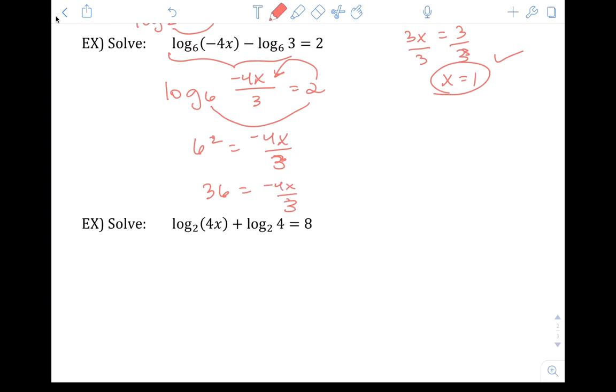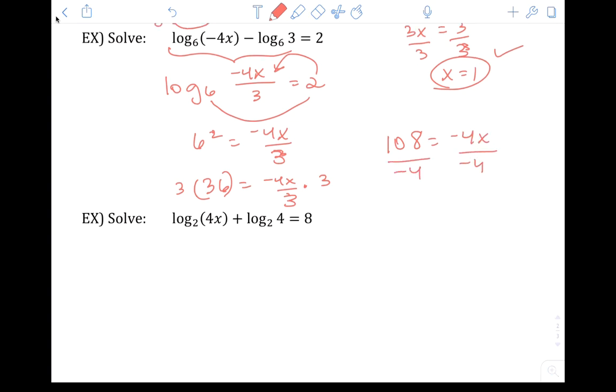That's a positive 3. We're going to multiply by 3. 90 and 18, 108 equals negative 4x. Divide by negative 4. I believe that is 27. 80 and 28. Yeah, good. Negative 27. So x equals negative 27.